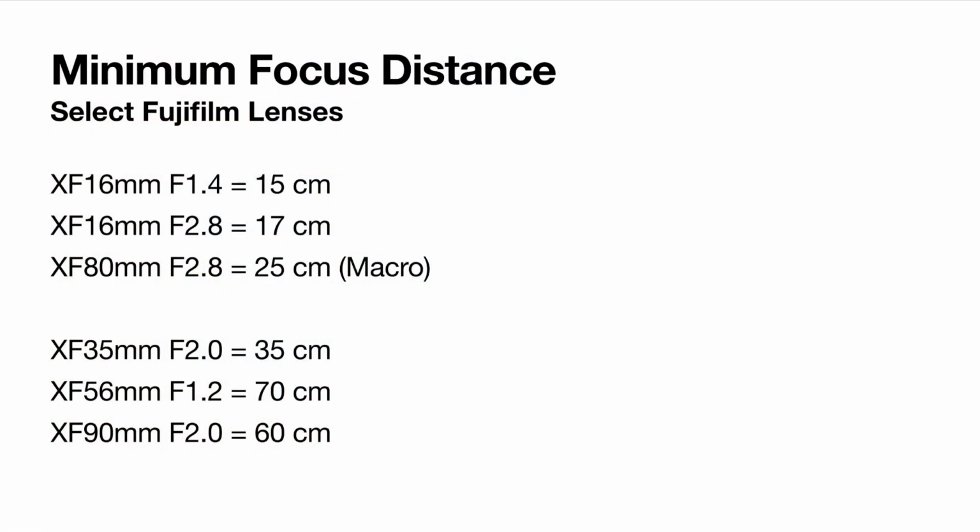But before we start, we need to talk about minimum focus distance. The 16mm lenses are often used as pseudo macro lenses because you can get in quite close to your subject. What I've done here is shown the minimum focus distance for the 16mm lenses and the 80mm lens. You'll certainly see the difference with the macro, even though the minimum focus distance is 25 centimeters. I've contrasted the 35mm 2.0, the 56mm 1.2, and the 90mm 2.0 in terms of how close you can get to your subject and still maintain focus.